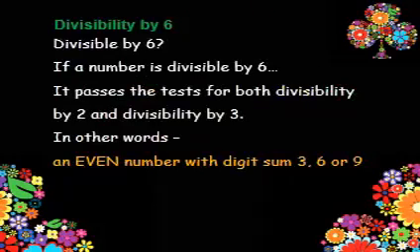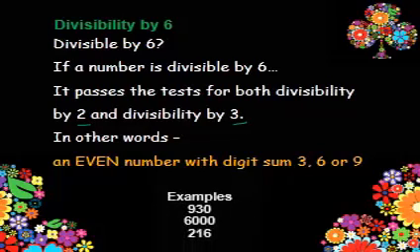Okay, so till now we learned 2, 5, 10, and 3. So 3 is new. You have to add the digits in the number. If you got 3, 6, or 9, then the number is divisible by 3. Now, how can I know that a number is divisible by 6? It should pass the test for the divisibility by 2 and 3. So in other words, an even number with digit sum 3, 6, or 9 is divisible by 6.